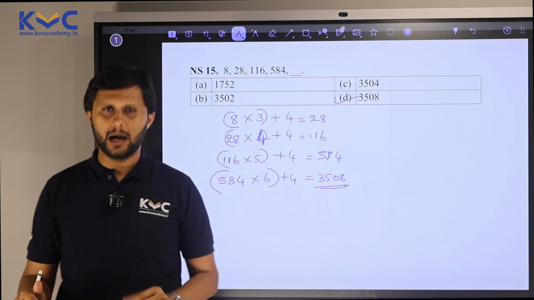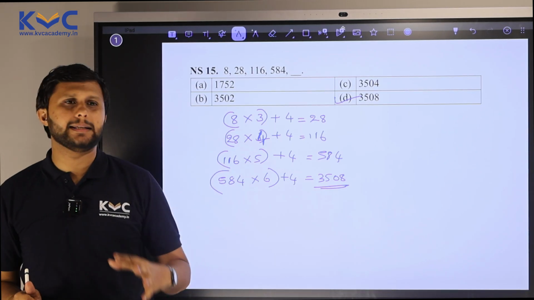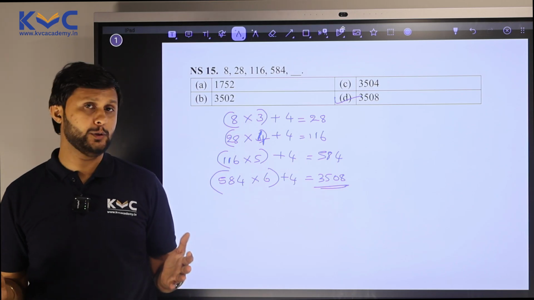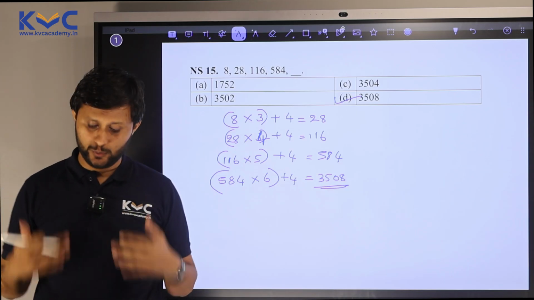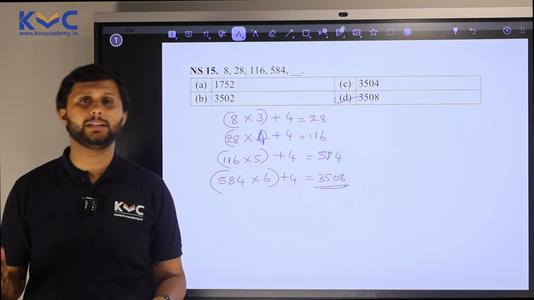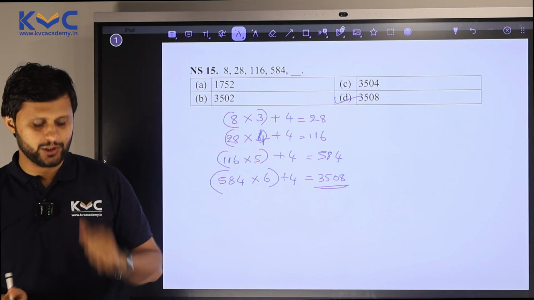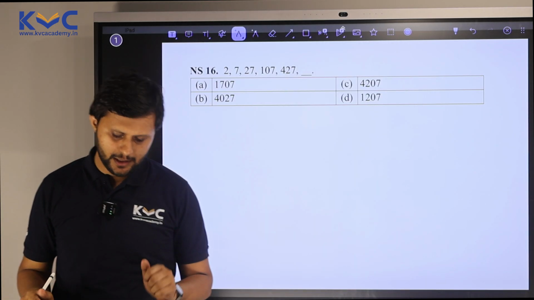Different patterns. How do we get it? We need to practice a lot of questions. I'm solving quite a few. Should be enough. But if you get more questions, pick the questions and keep solving more and more, you will get the logic. Moving on, question number 16.